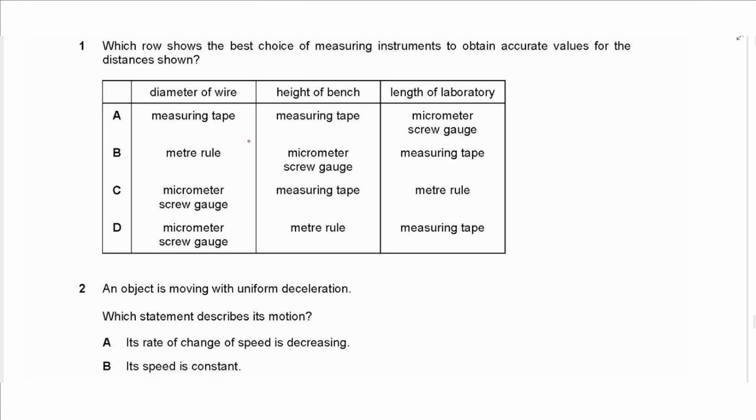For the wire, that's a very small distance, so we cannot use a measuring tape or a meter rule. We need a micrometer to measure the small distance accurately. For the height of a bench, we can use a measuring tape or a meter rule. We do not use the micrometer. For the length of a laboratory, that's longer than 1 meter. So we cannot use a micrometer, we cannot use a meter rule, we need a measuring tape. So the correct choice here is D.